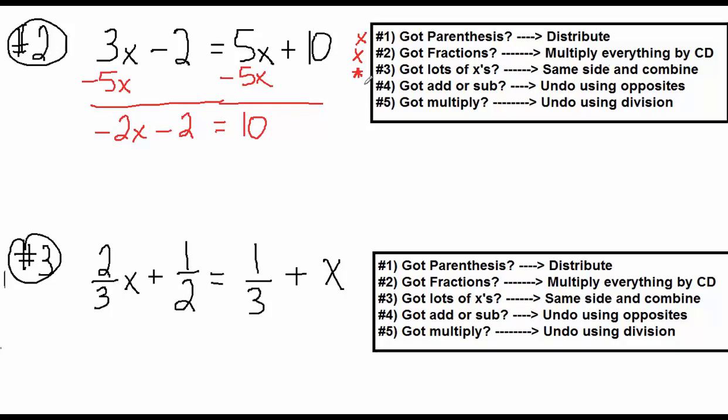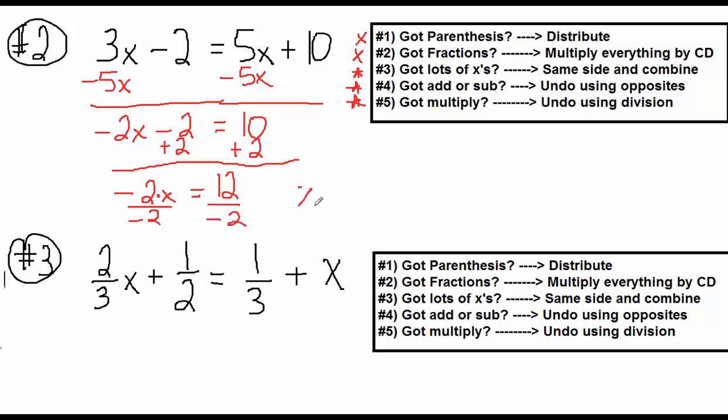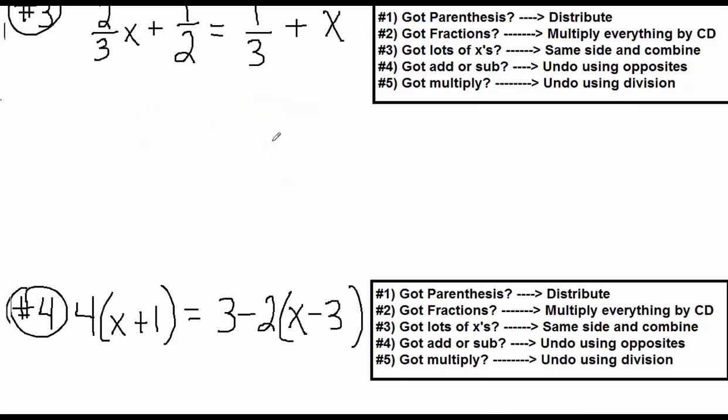Good. Do we got addition or subtraction? You bet. We've got this minus 2. Opposite of minus 2 is plus 2. So we add 2 to both sides. That leaves us with negative 2x equals 12. And the last step is got multiplication. We do. We have this times by negative 2. Opposite of times by negative 2 is divide by negative 2. So I divide by negative 2. I get x equals negative 6. 12 divided by negative 2 is negative 6. That's our answer for number 2. Let's take a look at number 3 now.